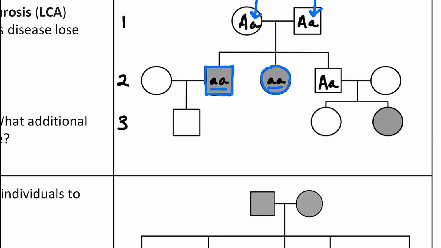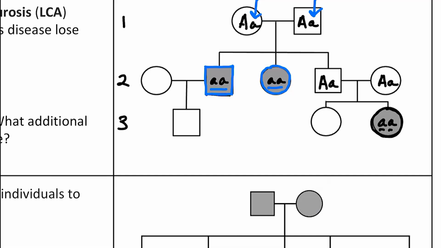And you say, why am I putting a carrier here? Well, I can see that in the third generation, we have an individual, a female, who has the disease. So again, homozygous recessive. And in order to deliver two homozygous or two recessive alleles, then this individual here must also be a carrier. How do I know it's a carrier? Well, it's not showing the disease, right?